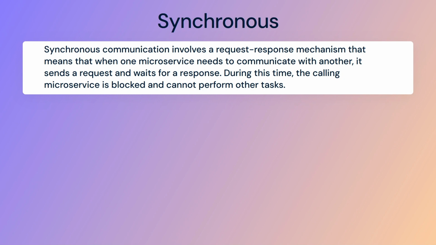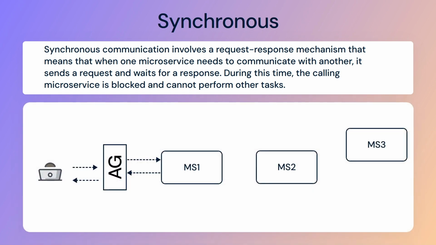Synchronous communication involves a request response mechanism. That means when one microservice needs to communicate with another, it sends a request and waits for a response. During this time, the calling microservice is blocked and cannot perform other tasks. So this can be compared to making a phone call where you wait for the other person to answer before you can continue the conversation.